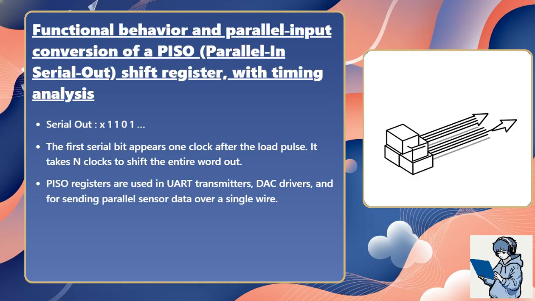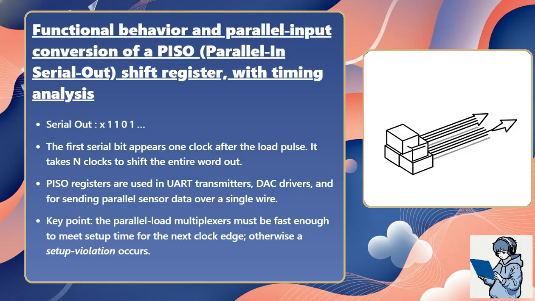PISO registers are used in UART transmitters, DAC drivers, and for sending parallel sensor data over a single wire. Key point: the parallel load multiplexers must be fast enough to meet setup time for the next clock edge. Otherwise, a setup violation occurs.